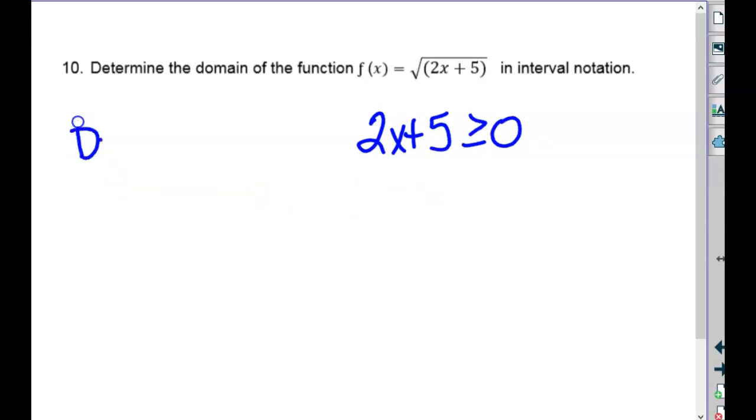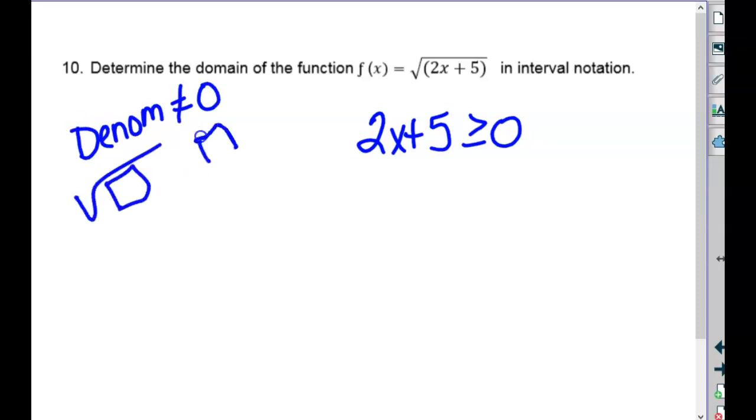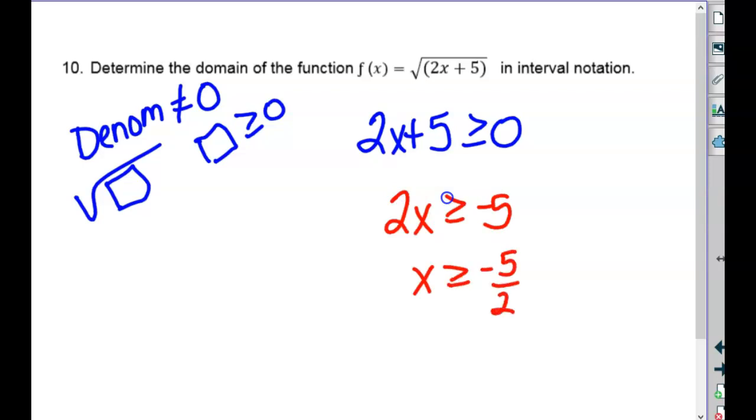So for this problem, whatever's under the radical has to be greater than or equal to 0. Okay? Denominator cannot equal 0. Whatever is underneath the radical has to be greater than or equal to 0. Those are the only 2 things we have to worry about. So if we solve this, we get x is greater than or equal to negative 5/2. It says in interval notation, the or equal to means it's a square bracket. Everything greater than would mean to infinity with a parenthesis.